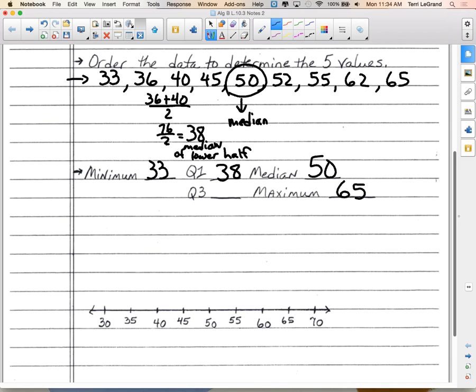Do you remember when I asked that question? Does that quartile 1 have to be one of the data values? And nobody answered it? The answer is no, it does not have to be. It's 38. That's not one of our data values. It has to be the median of the lower half. Okay, you find the quartile 3 value now. It's the quartile 3 value.